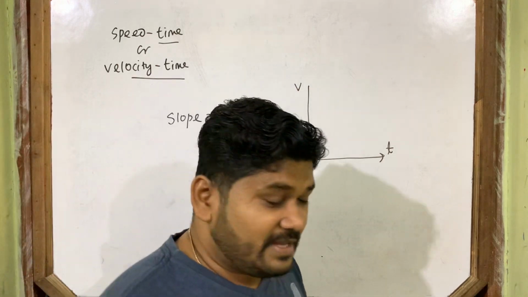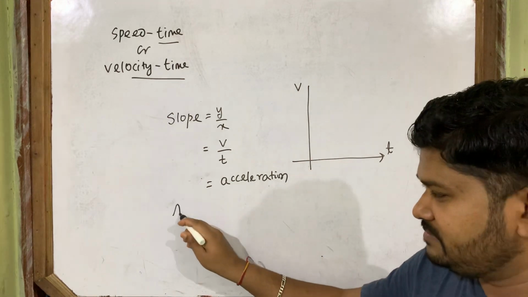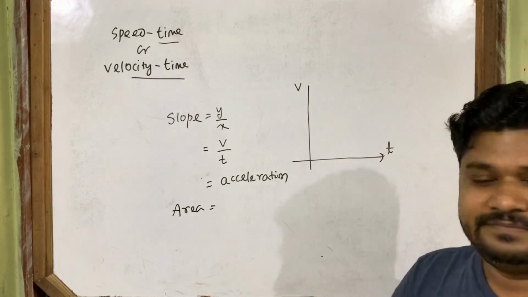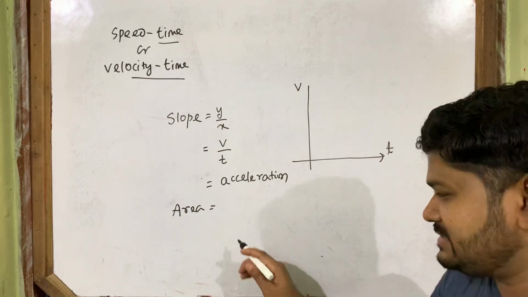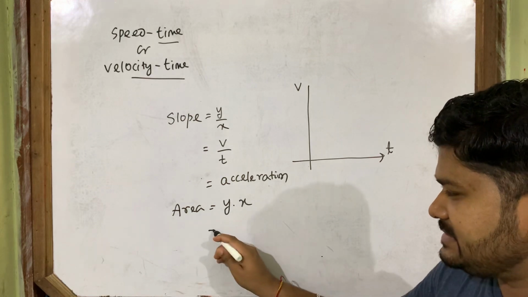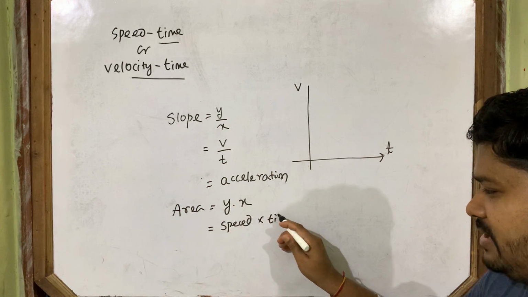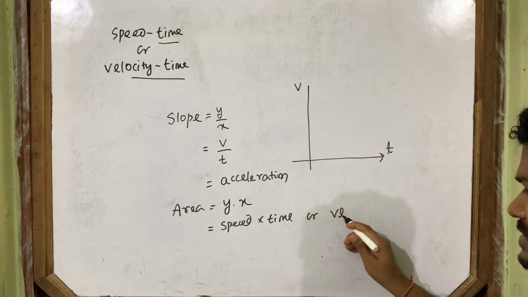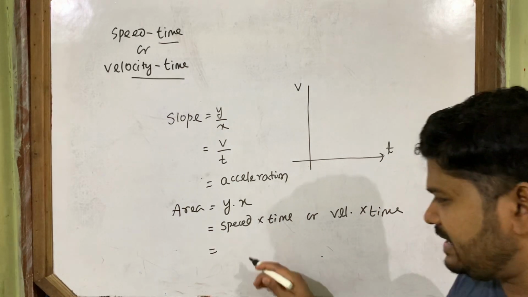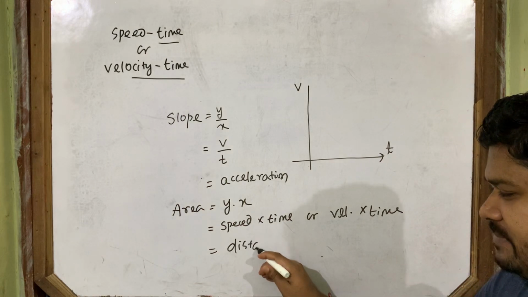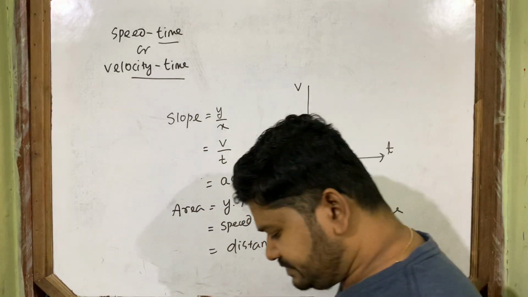Let's see what the area under the graph provides, without drawing the graph. What have I told you? y into x. So y into x means speed into time, or velocity into time. That means the area under the graph is speed into time, which is distance or displacement.